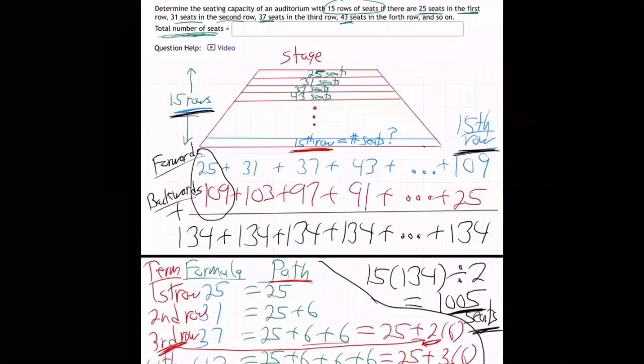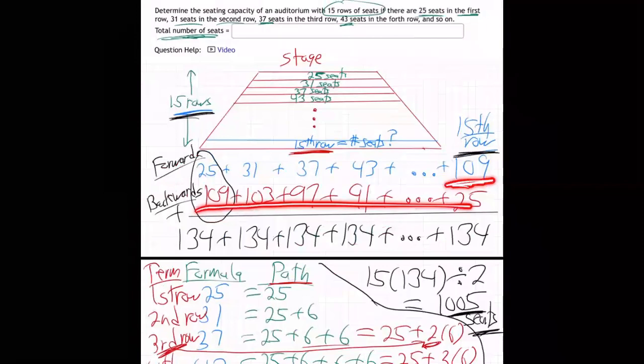So we came back up here and the last one was 109. Then we reversed the list, added them up, 134 all the way. How many of those? 15, because there's 15 rows. Divide by 2, because you have the list twice. That's 1,005 seats in the auditorium.